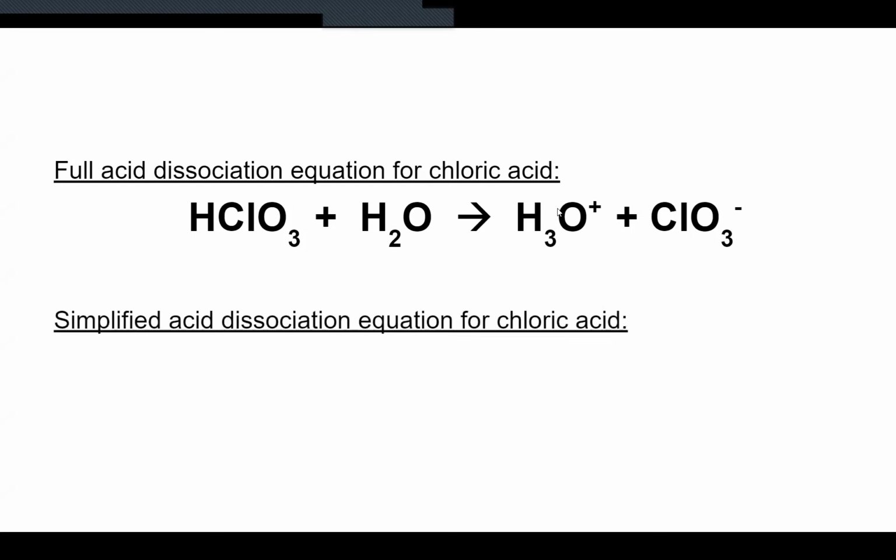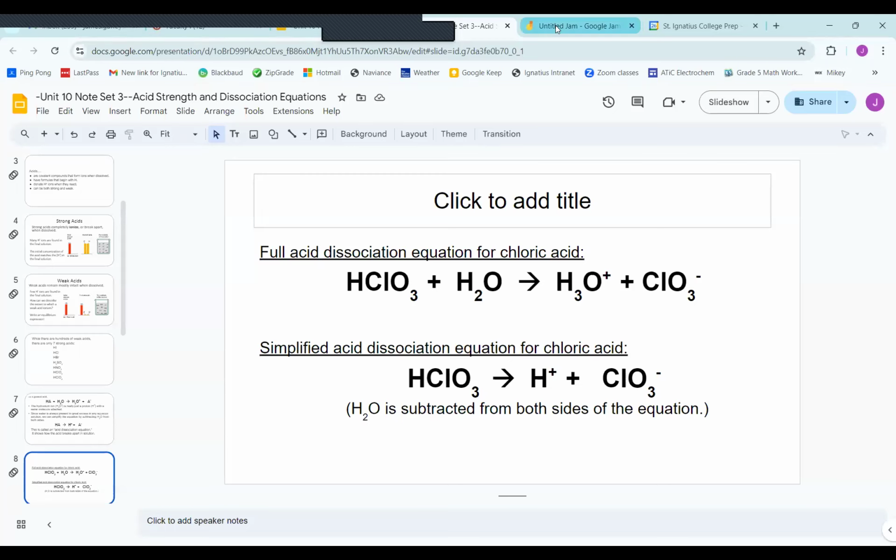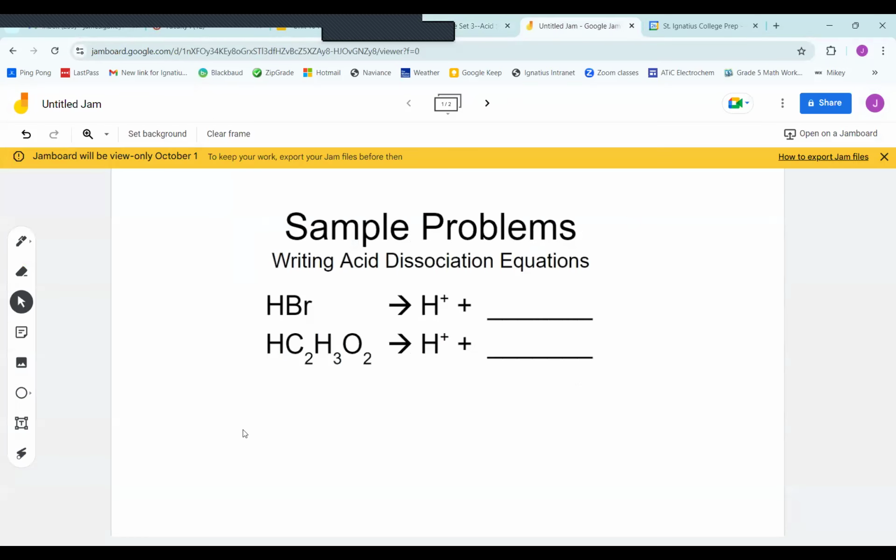Now, if we subtract H2O from both sides, realizing that hydronium is an H2O attached to an H+, we get this: HClO3 yields H+ and ClO3-. It's much easier to write this simplified acid dissociation equation. I'm going to switch over to a Jamboard here and do a couple of practice ones with you.